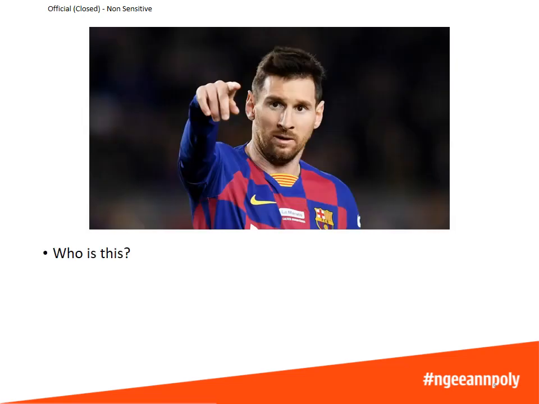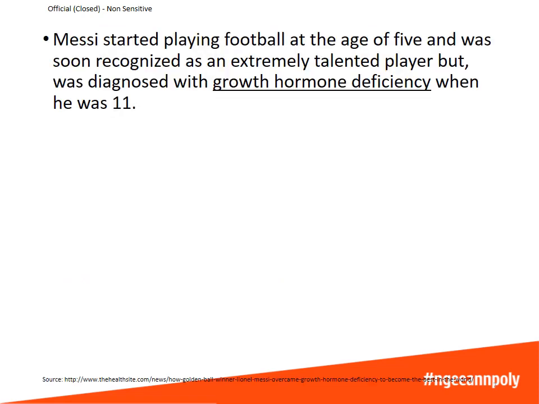Let me show you a photo. Do you know who this is? Soccer fans will recognize that this is Lionel Messi, one of the greatest soccer players in the world. But do you know what condition he suffered from as a child? Messi was diagnosed with growth hormone deficiency when he was 11.